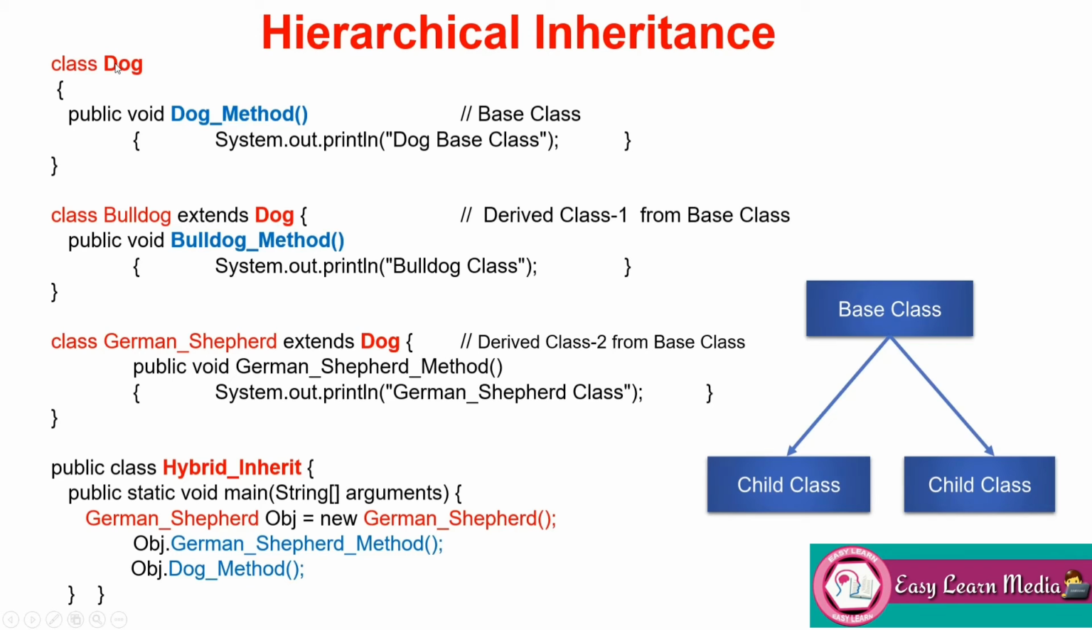See, Dog is a base class, and Bulldog is a subclass. German Shepherd is another subclass. This base class has a dog underscore method, this Bulldog class has a bulldog underscore method, and this German Shepherd has a German Shepherd underscore method. How are these methods inherited? We have created an object only for the German Shepherd. Through that we can access the properties of Dog also. So this is the hierarchical inheritance concept. This is the pictorial representation. Now let's see how this code is executed.